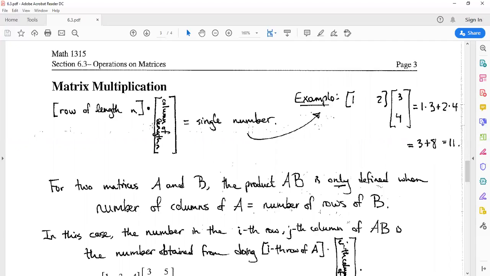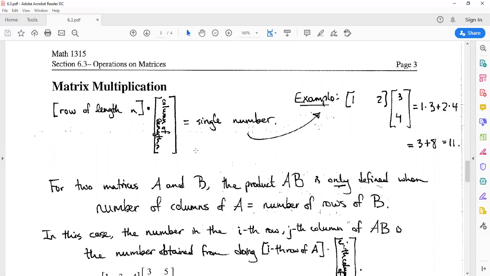So notice in here that we have a matrix that is 1 by n and a matrix that is n by 1. And we get out a matrix that is technically 1 by 1, just a single number. Okay? And so now let's think about larger matrices.